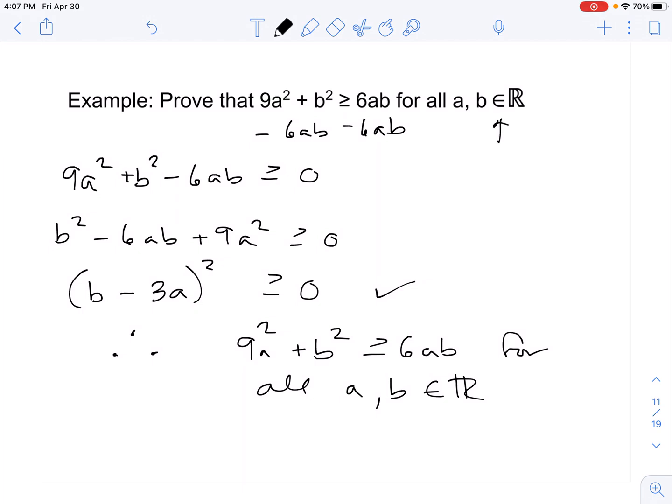This symbol just means is an element of. So they're an element of the real number set. So again, it was positive because any number squared is positive.